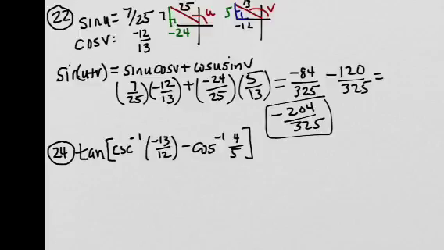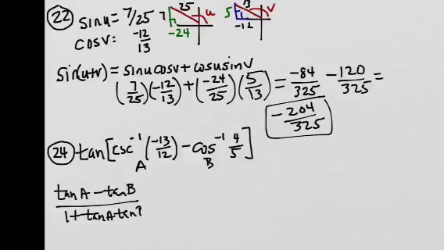Alright, so number 24, we have a tangent. Think of it as tangent A minus B. So then that's tangent A minus tangent B over 1 plus tangent A times tangent B. Okay, so this part right here is what we're trying to solve for. But in order to do that, you need to know what, of course, tangent A and tangent B are, right? So we're going to go back to this part of the problem right here, and that's going to give us that information.